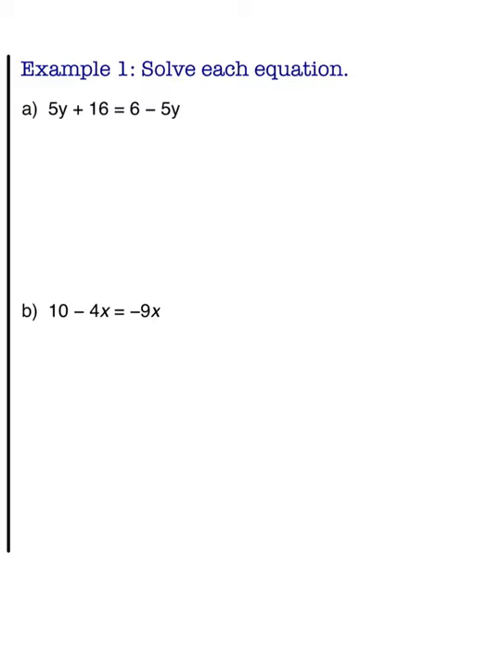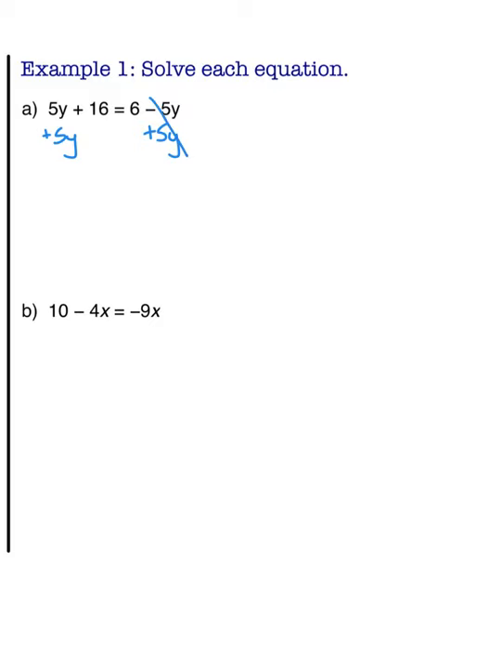Part A, I have 5y plus 16 equals 6 minus 5y. Well, first, I want to simplify each side if possible. There are no like terms on either side, so we're going to skip that step. Second step was to get all the variables on one side. So I noticed 5y on the left and negative 5y on the right. Now, I find it easier to add 5y to both sides instead of having to deal with a negative. So I'm going to add 5y to both sides, and it's going to cancel out on the right.